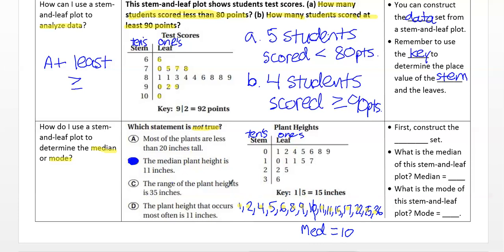The range of the plant heights is 35 inches. How do you find the range? Isn't it greatest value minus the least value? Not the interquartile range, not the range between the quartiles, but the whole range, outliers and all. 36 minus 1, that's 35.